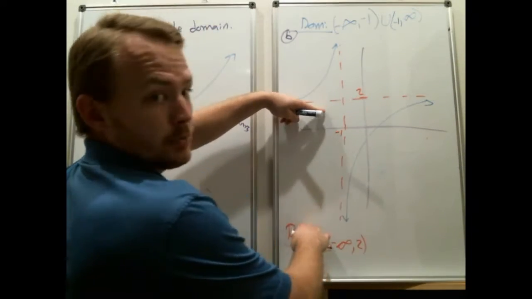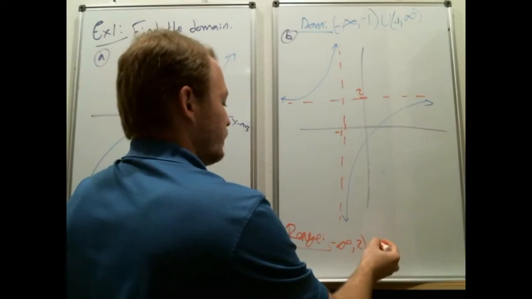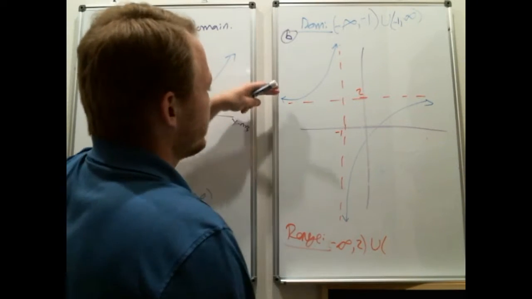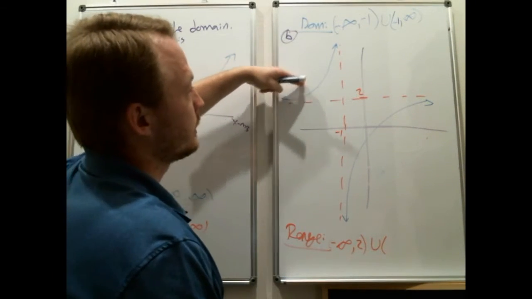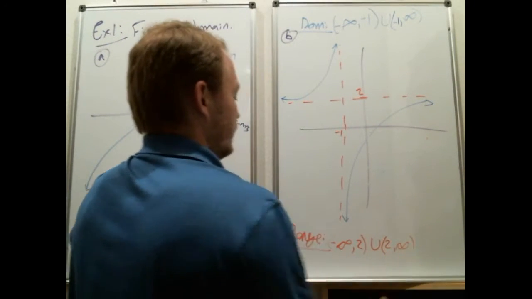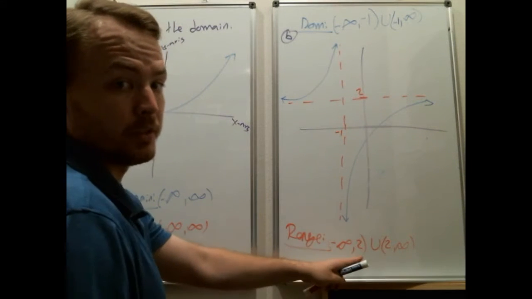So we use a parenthesis. And so we have this portion, and we have this range to take care of. So union, or "and." Then it picks back up here at 2, and then it keeps going up to infinity. And again, that's saying that the range is negative infinity to infinity, but we're leaving out 2.